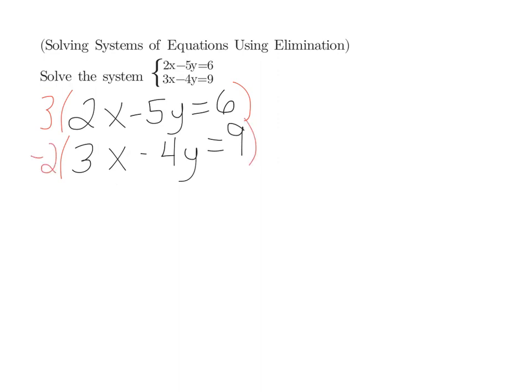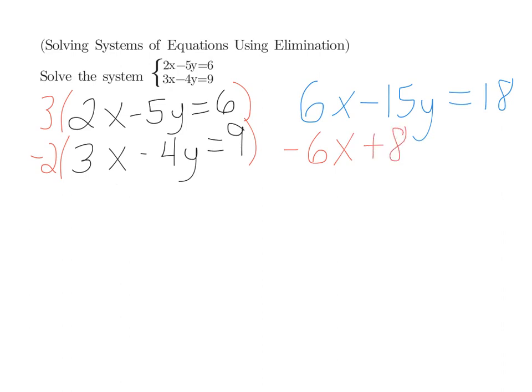When I say multiply, I'm talking about every term on both equations. So for the first equation, you get 6x minus 15y equals 18. For the second equation, I get negative 6x plus 8y, careful with your signs, equals negative 18.